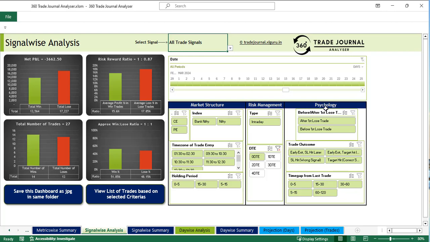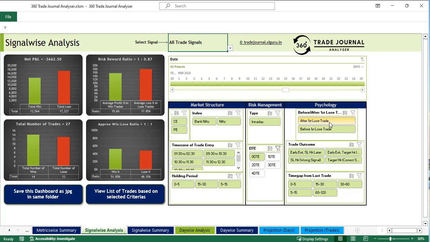And next is psychology, which is most important. Here you have two options: after first loss trade and before first loss trade. So if you don't believe in probability, after your one loss, what you start doing is, you start looking for small profits, small 20 points, 30 points, and your SL being the same, your risk reward ratio would go haywire, and your number of trades will also increase after one loss trade.